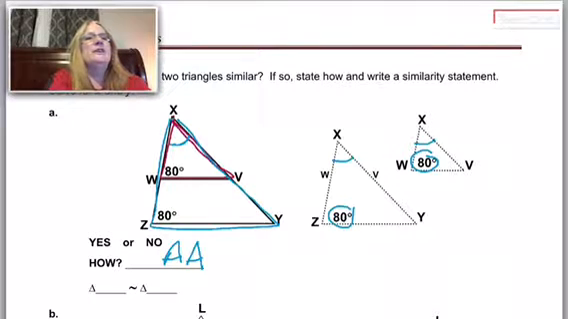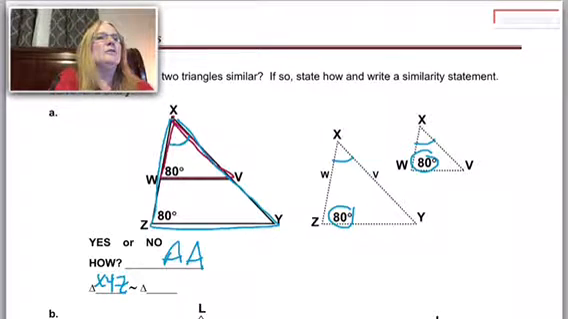So we could say that triangle XYZ is similar to XVW. Okay, I'm going to go ahead and stop this video now, and this will be the end of part 1, and we'll pick it up in the next video with part 2.